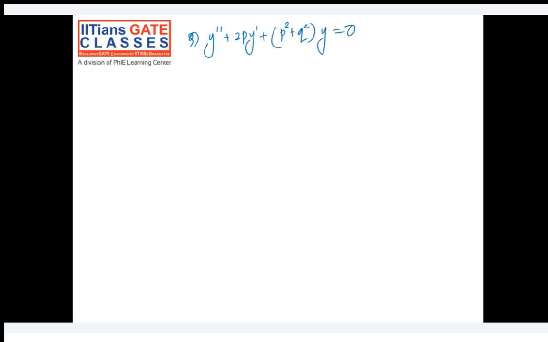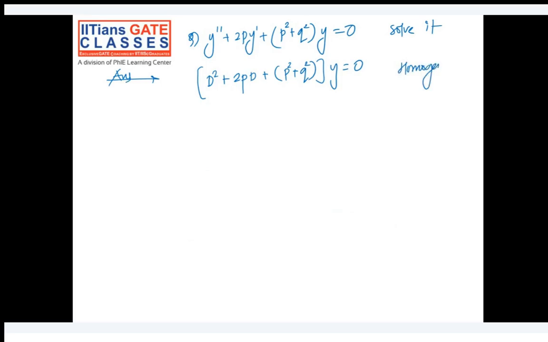It's again a homogeneous differential equation because d square plus 2p d plus p square plus q square times y equal to 0. So this is a homogeneous differential equation. And if it is a homogeneous differential equation, CF will be the solution. So you have to treat this equation as an algebraic equation, d square plus 2pd plus p square plus q square equal to 0. So the solution is x equal to minus b plus or minus under root of b square minus 4ac by 2a.